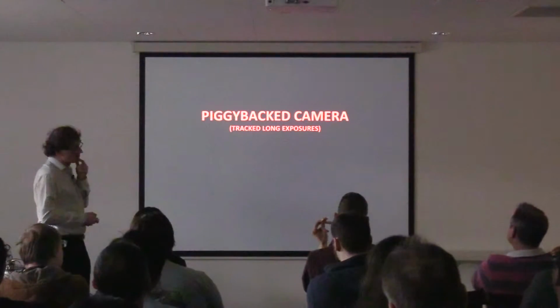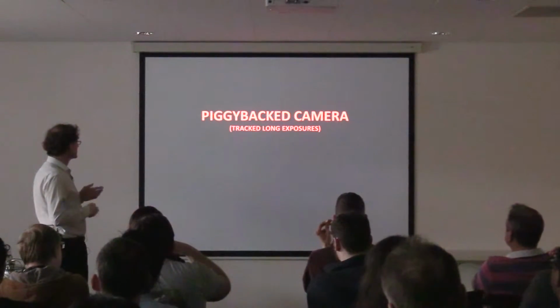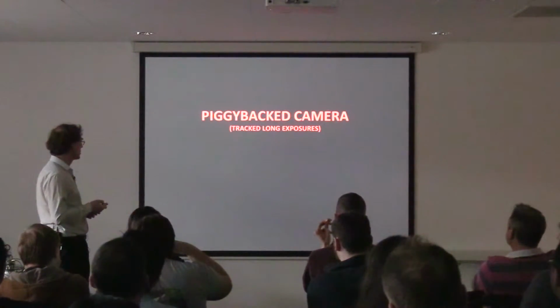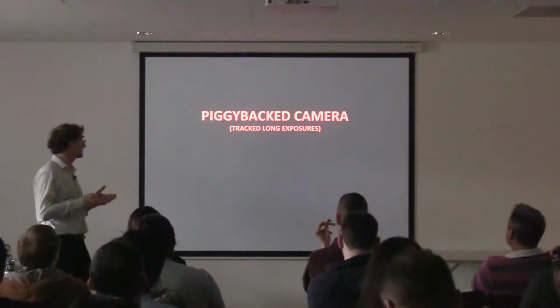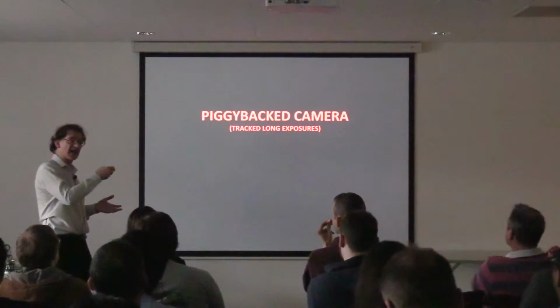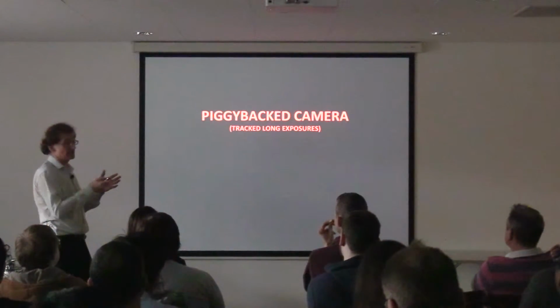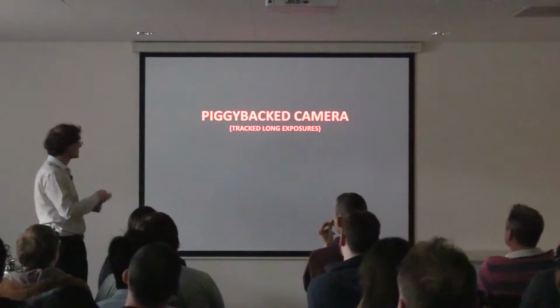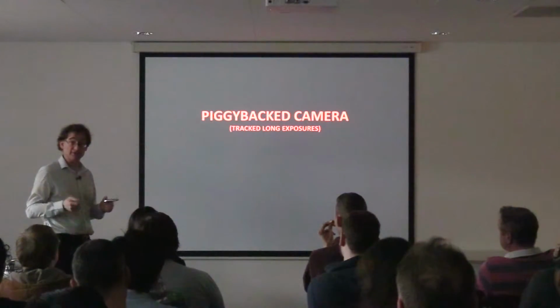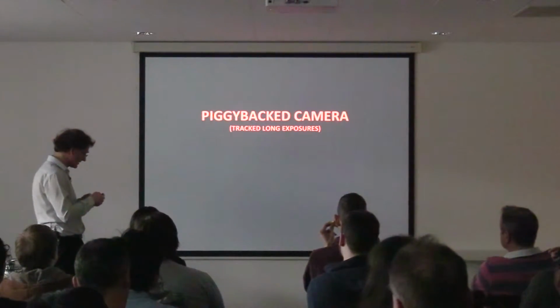Now we get on to images taken with a piggybacked camera. So these are ones where we're using tracked long exposures. It could be a star tracker, it could be where you fix the camera on top of the telescope on a bracket. So you use the telescope to guide, and you just let the camera do its thing and set it off doing a long exposure, say 4 minutes, 5 minutes, something like that.